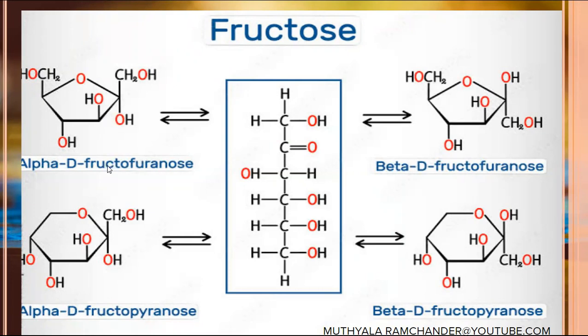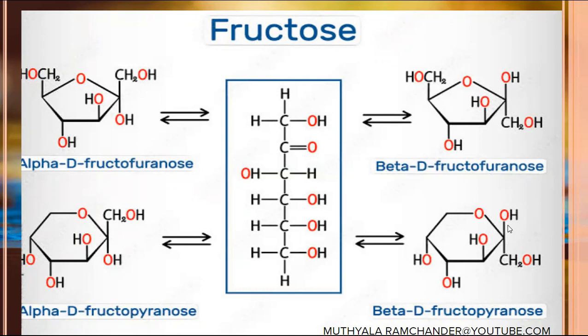The pentagonal ring is called fructofuranose. In fructofuranose, the hydroxyl group on the second carbon below the ring is called alpha. In fructopyranose, if the hydroxyl group is present below the ring of the pyranose, it also belongs to alpha. If the hydroxyl group is present above the ring, it is called beta fructofuranose.